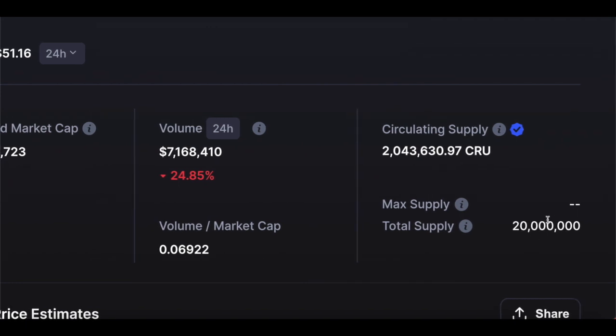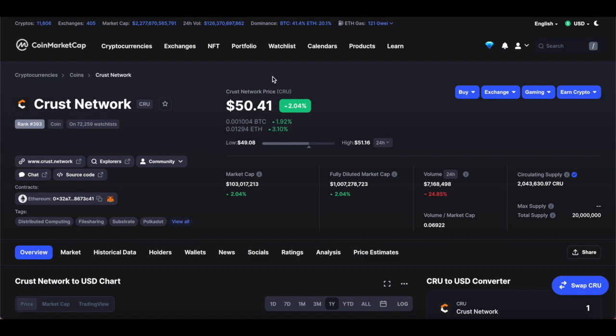That's 20 million. That's actually less than Bitcoin. Bitcoin has 21 million in its max supply that there will ever be. But even more remarkable is the circulating supply. It's extremely low. This currently sits at just over 2 million tokens in circulating supply. It's incredibly low. And that's one of the main reasons why the price is so high right now at $50.